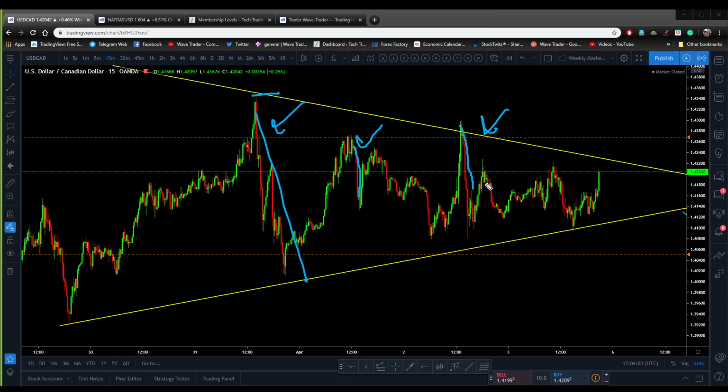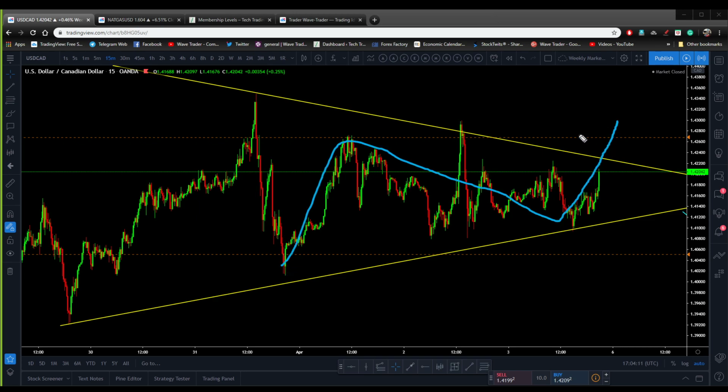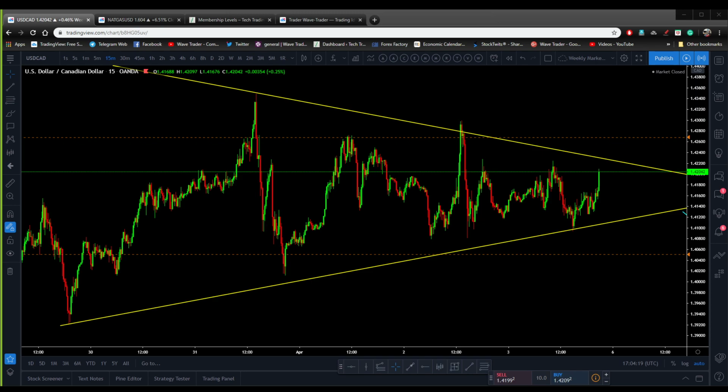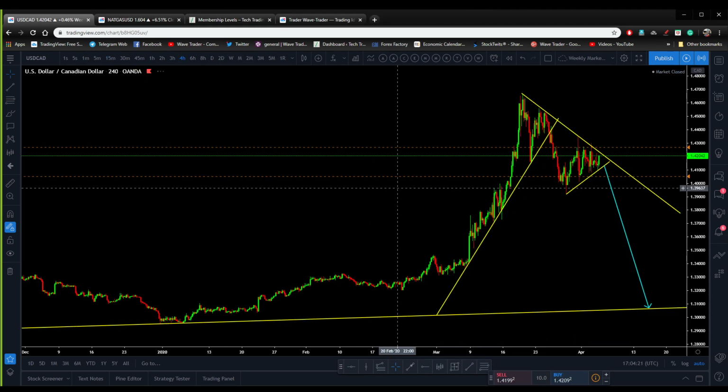So if you see that the price is coming close to these areas, or you are having this ABC move, watch these areas for a drop. Wait for the price to tag and then break down. So, breakout on dollar CAD.